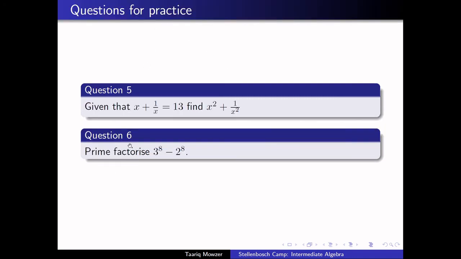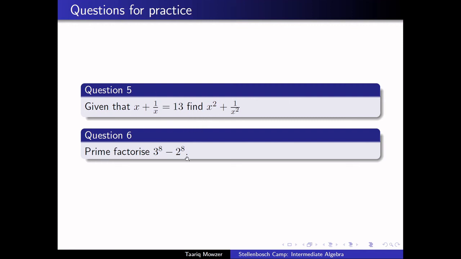I'll leave you with two questions that you can do if you aren't too tired from doing maths, or if you want some practice. Here, given that x plus 1 over x equals 13, find x squared plus 1 over x squared. I don't recommend you solve for x. Try and find another method of doing it.